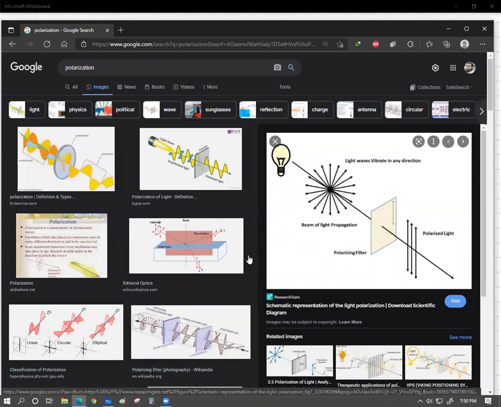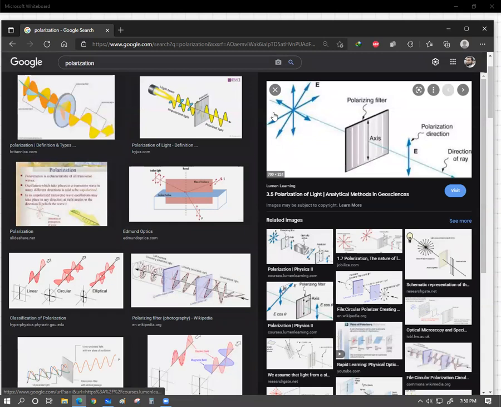So arrows aimed in a lot of different directions. It can be drawn like this. It can also be drawn like this. Basically, multiple different arrows in multiple different orientations is what shows unpolarized light.